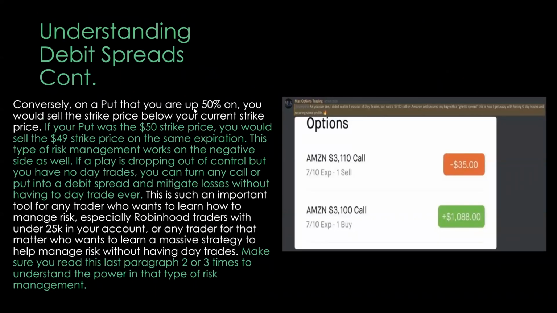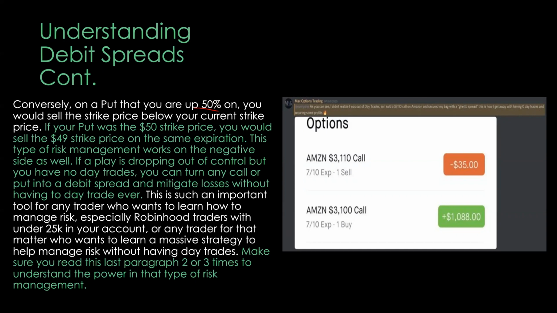Conversely, on a put, if you're up 50%, you sell the strike price one out of the money, like I just explained. And this type of risk management works on the negative side as well. So if you have a play that's dropping out of control, you can turn it into a debit spread to stop the bleeding as well. It doesn't only have to be used to lock in gains. It could be used to stop losses as well by turning it into a debit spread. And guess what? If the debit spread winds up hitting, you can recoup some of those losses. If the play continues to go out of your favor, then you can use it to stop the bleeding.